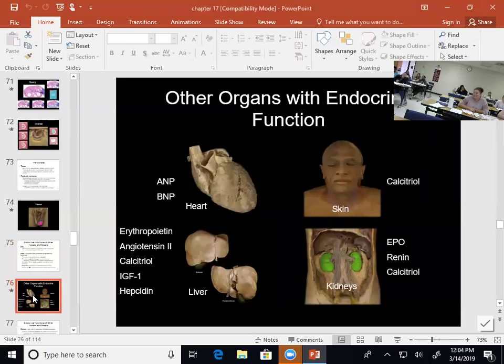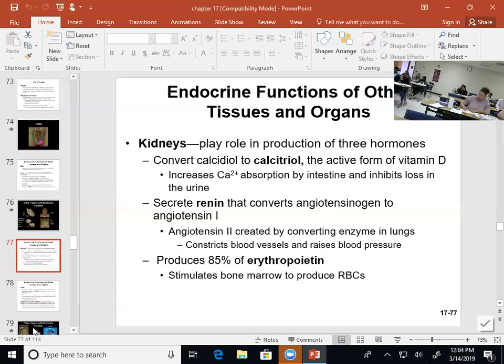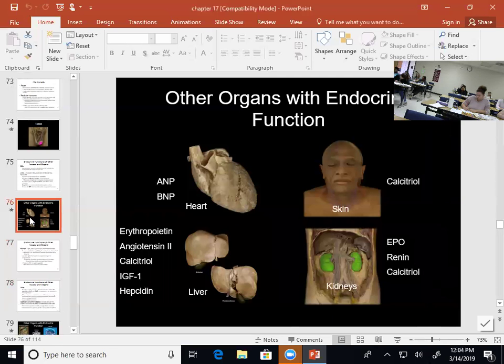Okay, so look, here's what I want you to know. This is a heart, and the heart actually releases something called erythropoietin. Here it is right here. Now, the heart gives us most of it, like 85%. Yes, the liver gives some, but only a little.